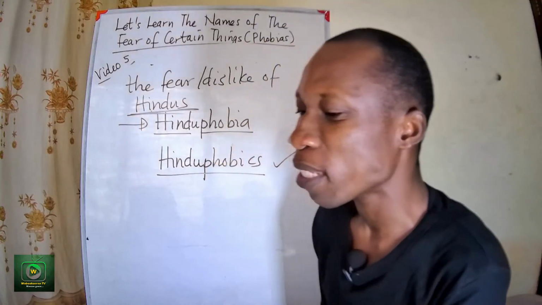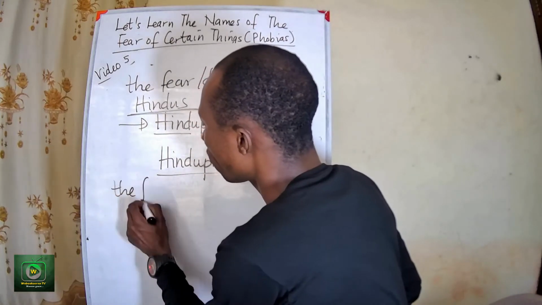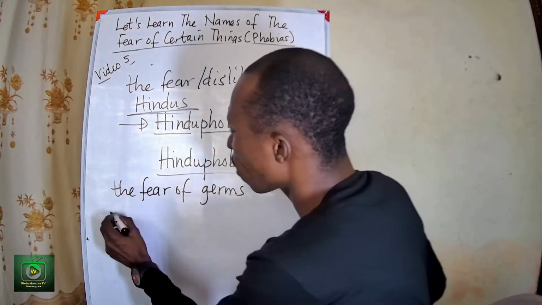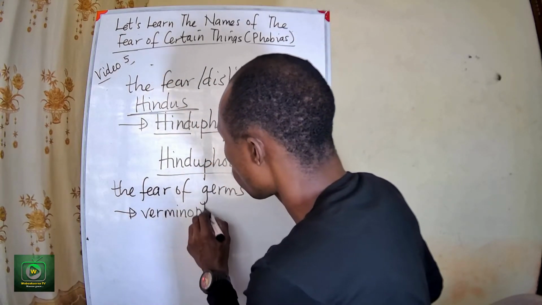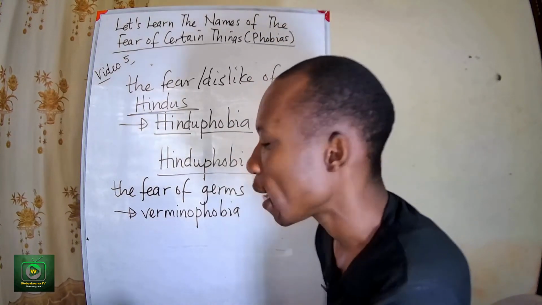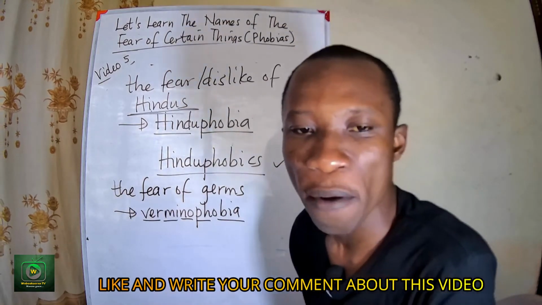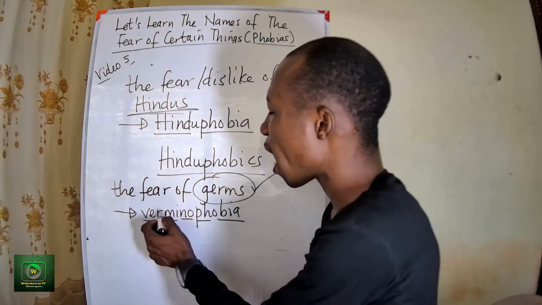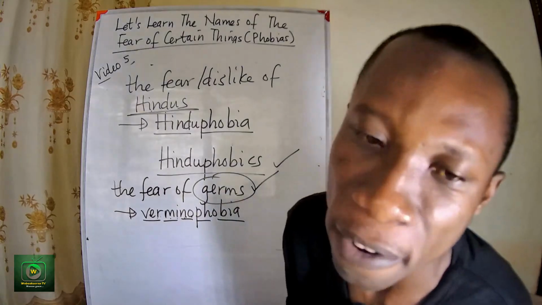The fear of germs is known as what? The fear of germs is known as verminophobia. Yes. So the fear of germs is known as verminophobia. Verminophobia refers to the fear of germs. V-E-R-M-I-N-O, then phobia. Verminophobia refers to the fear of germs.